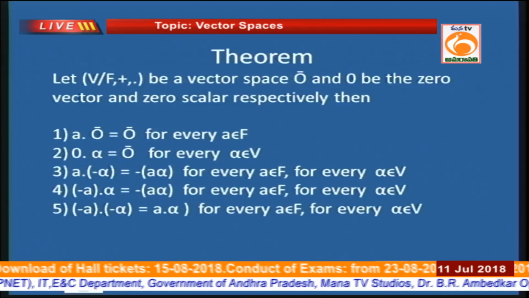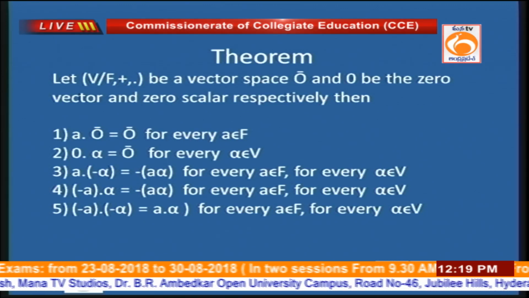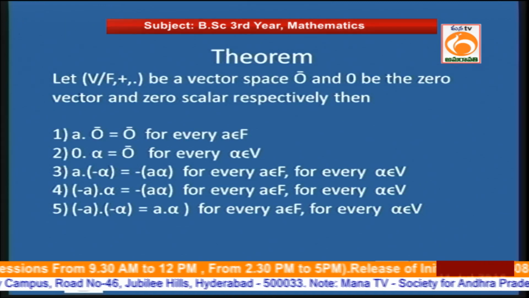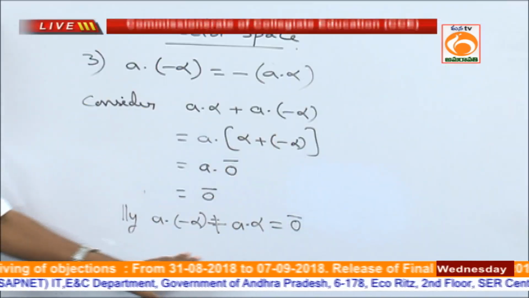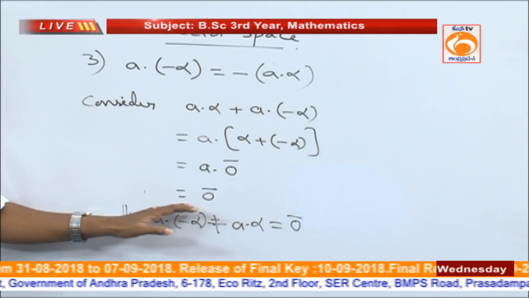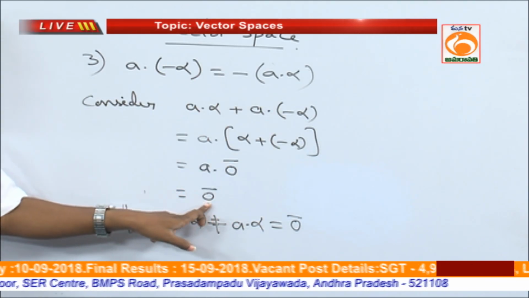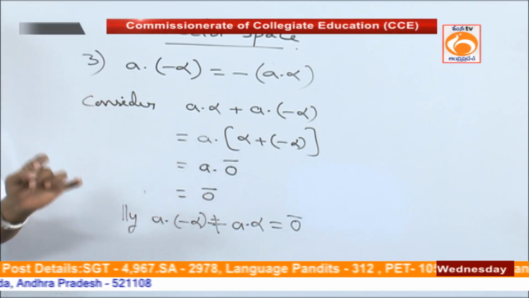Again the fourth one states minus A dot alpha is minus of A dot alpha. It is a similar proof. The only thing you have to do is verify the additive inverse property for A dot alpha, now with minus A dot alpha, not with A dot minus alpha. Do the same thing and apply the additive inverse property of the field F, you get back to 0. Students, is it clear? Now, I am proceeding to the fifth one directly.